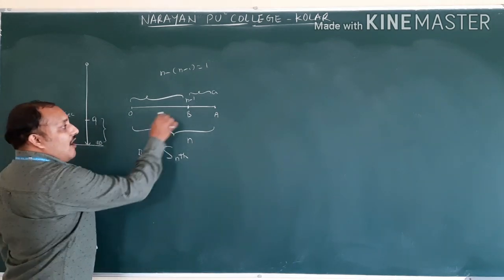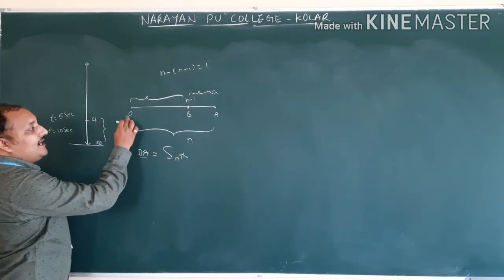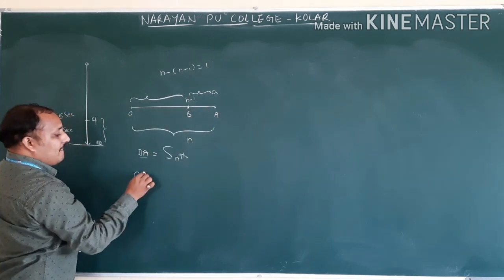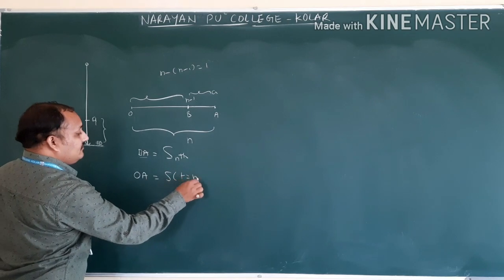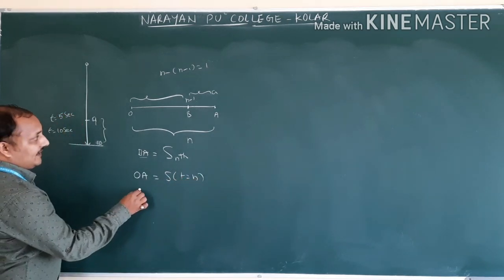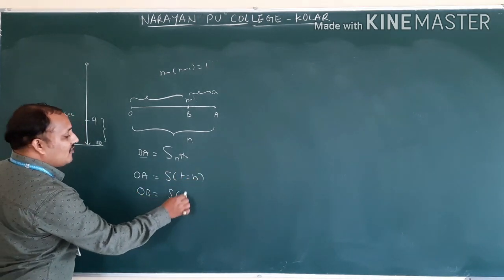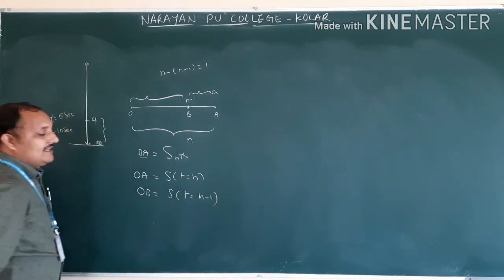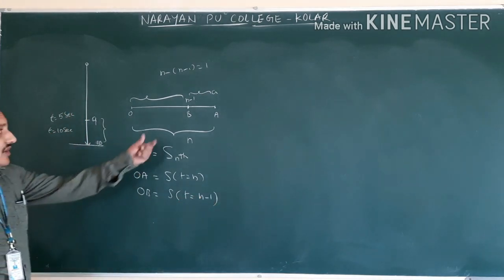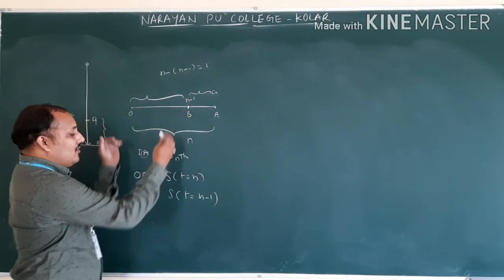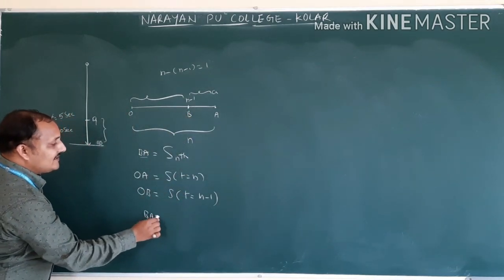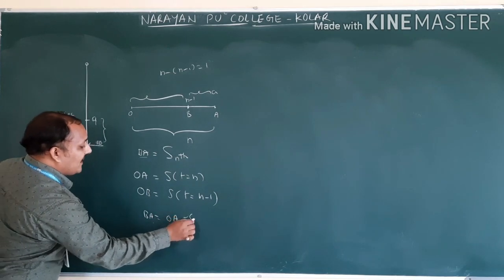So how will we get BA? OA we can find. What is OA? Distance covered in n seconds. Next, OB we can find. What is OB? Distance covered in n minus 1 seconds. So if you want to get BA, what should we do? OA minus OB. So BA is nothing but OA minus OB.